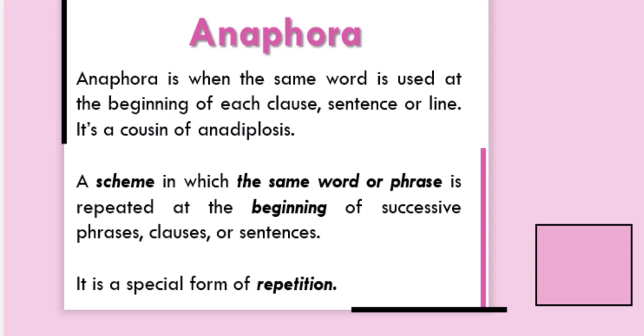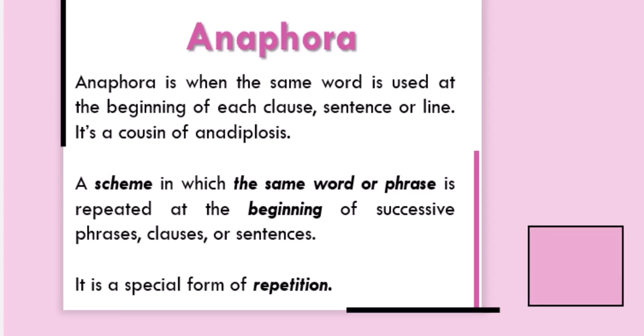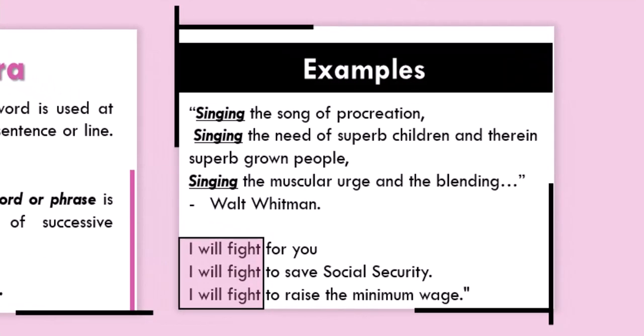Okay, so for example, we have: singing the song of procreation, singing the need of superb children and daring superb grown people, singing the muscular urge and the blending. Now, the repetition of "singing" at the beginning of each line is anaphora. Take a look at this as well: I will fight for you. I will fight to save social security. I will fight to raise the minimum wage. The expression "I will fight" being repeated at the beginning of each line, that's anaphora.